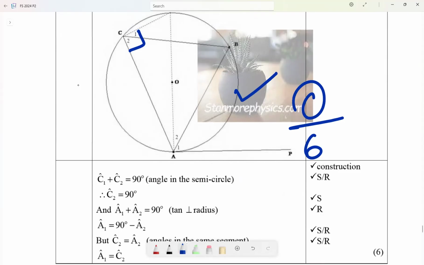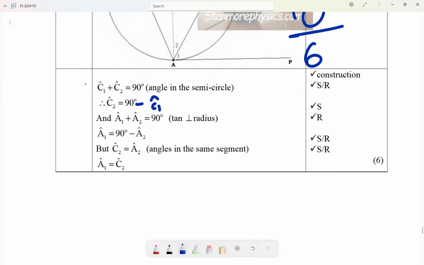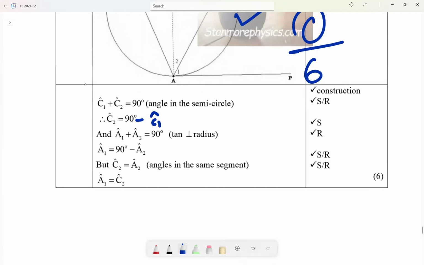Therefore, C2 is equal to, you can say, 90 minus angle C1 here. The examiner is short of something. Angle C2 is equal to 90 minus C1, okay? Then here, angle A1 plus angle A2, tangent perpendicular to radius. Then you can say angle A1 is equal to, take this one to the other side, it becomes A1 is equal to angle A2, okay? But C2 is equal to A2. C2, it is equal to A2, okay?